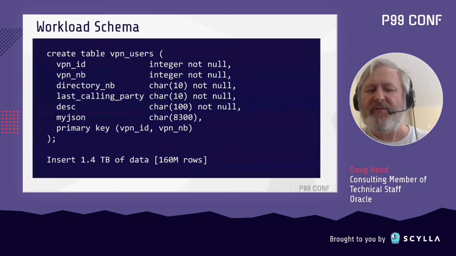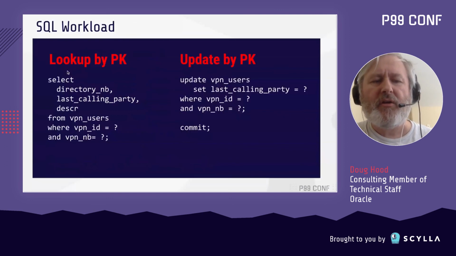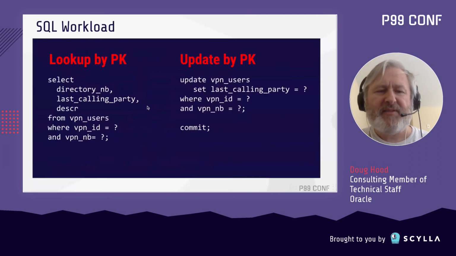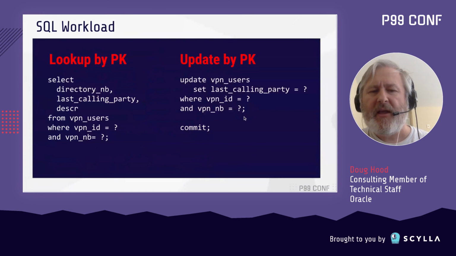I tried it with 1.5 terabytes initially, but the system was swapping because the operating system kernel and your program need to have their own memory. So I cut it back to 1.4 and it worked fine. What was the workload? I was doing both very simple reads and writes. The reads were just a primary key lookup, and the updates were updating a column based on the primary key.